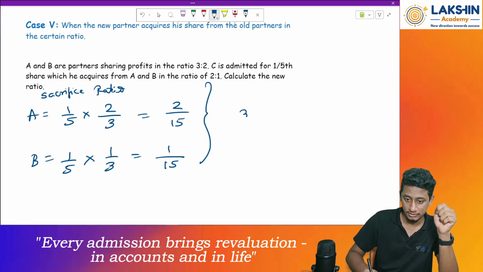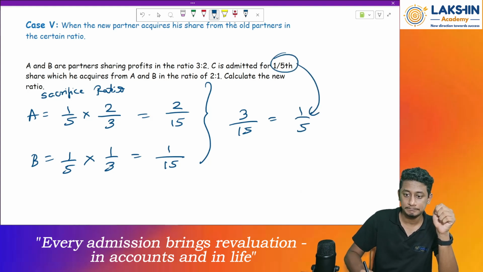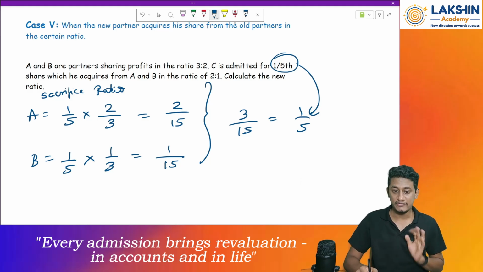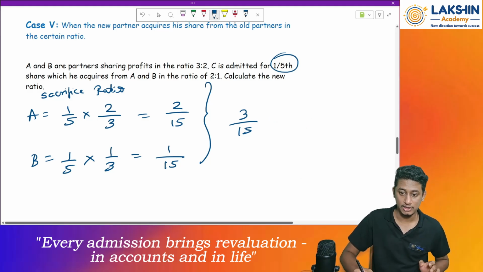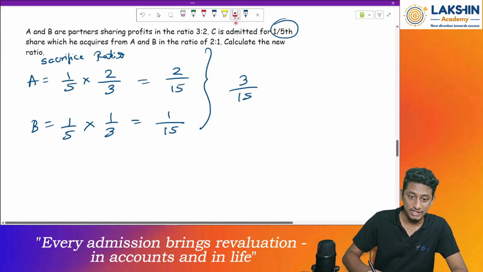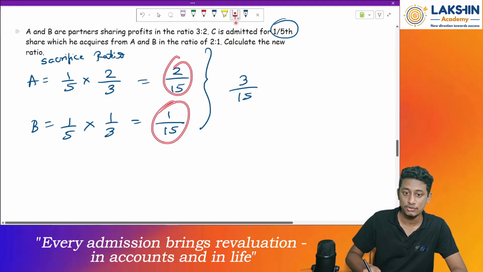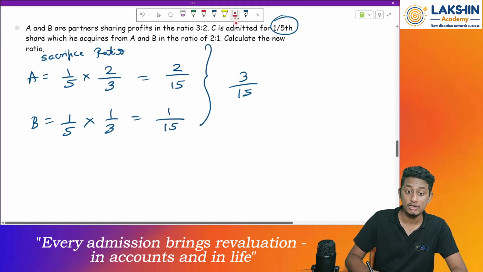Just a minute. 3 by 15 will be simplified as 1 by 5. Same, matching. Yes. So that means the sacrifice ratio we have found is correct. Okay, now let's start. We have found out the sacrifice ratios. This is my sacrifice ratio. Now find out the new ratio.